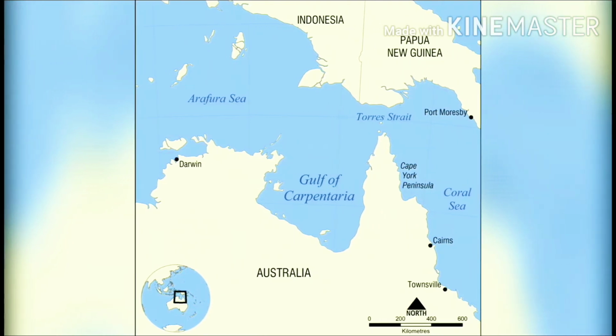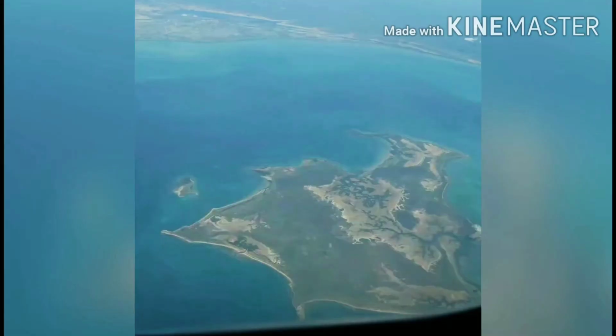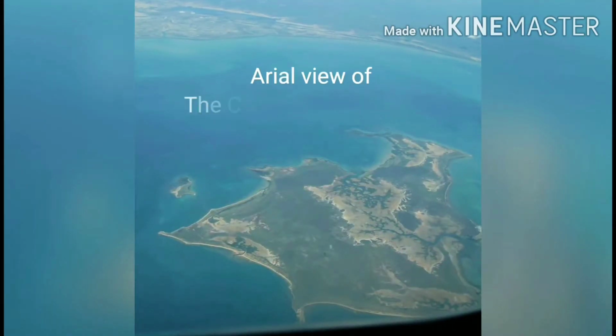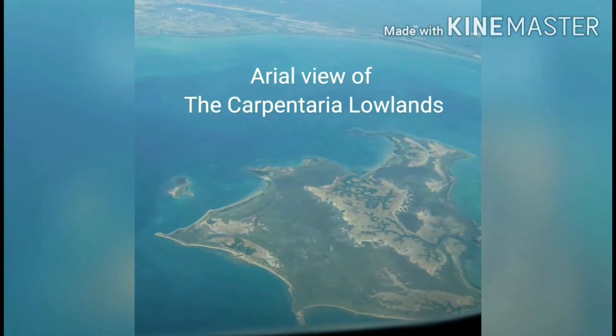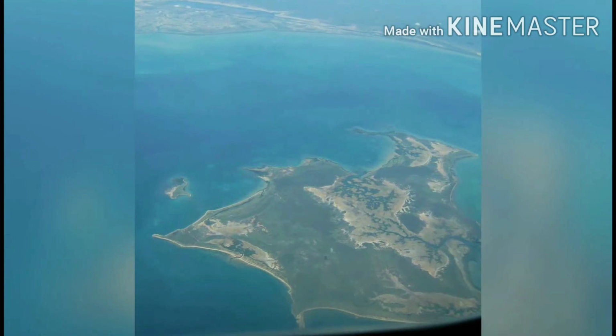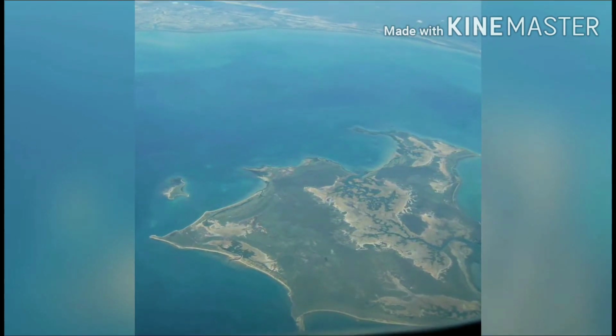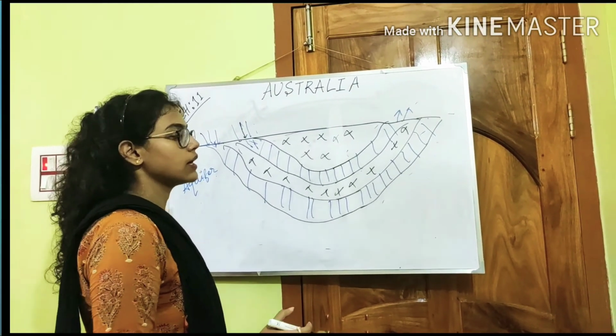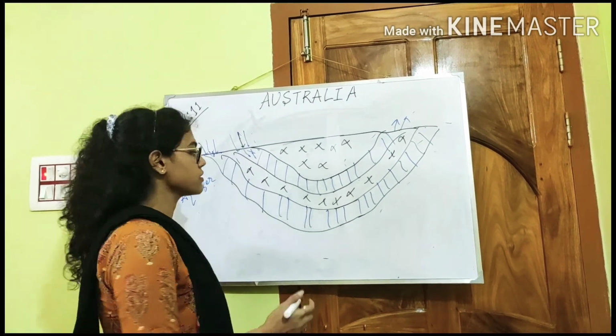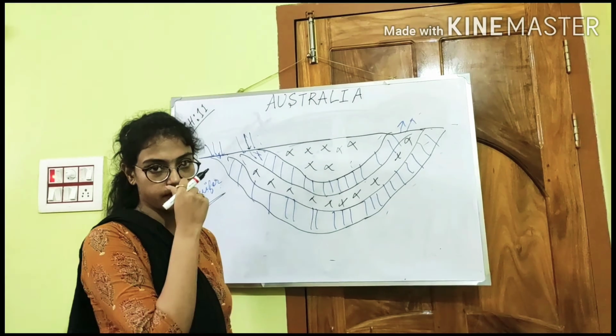Artesian basin. In the north of Australia, there is a gulf, the Gulf of Carpentaria, and around the Gulf of Carpentaria there is a lowland called the Carpentaria lowlands. It covers the northern part of Australia and it's a large lowland area. It comprises the world's largest artesian basin. The Artesian basin is made up of an aquifer.